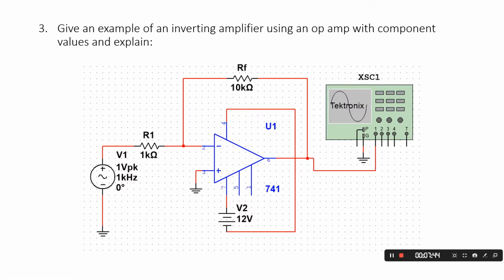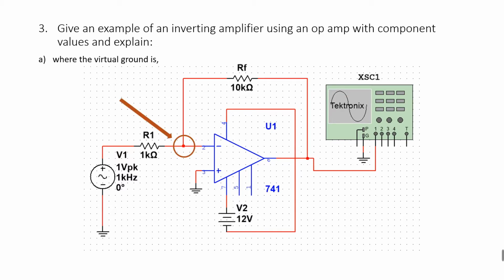Next, we continue to question number 3. Give an example of an inverting amplifier using an OPM with the component value and explain. So I've done an experiment where the V input is 1 volt peak, and the R in or R1 is 1 kilo ohm and RF is 10 kilo ohm.